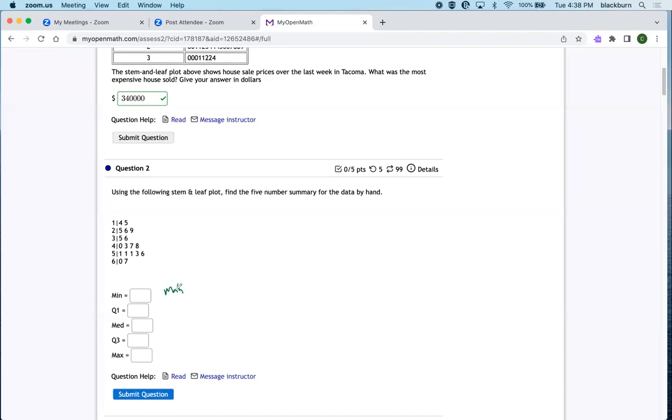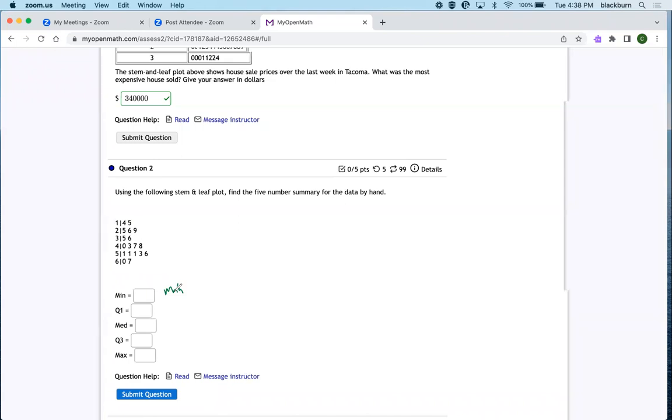Now my stinking pen is not going to work right. Might have too many programs open on this poor little MacBook. That doesn't want to work at all.